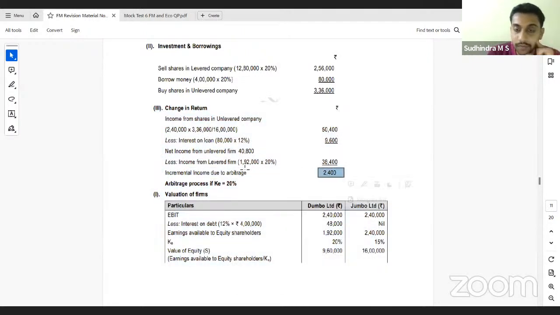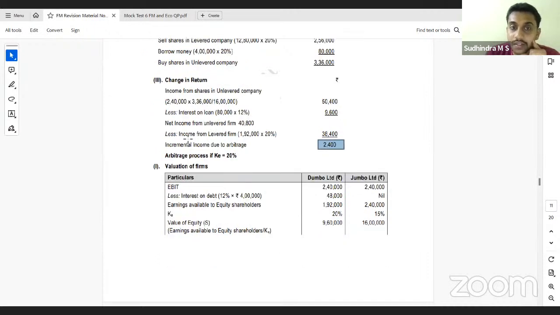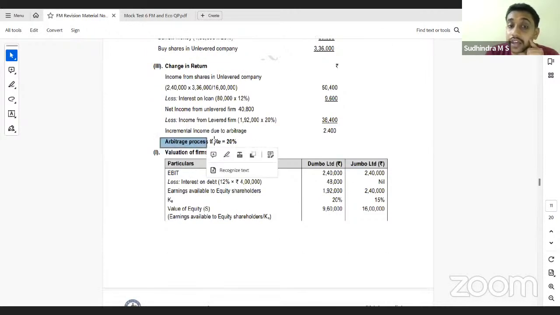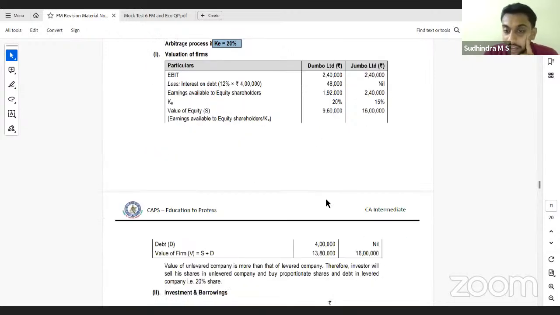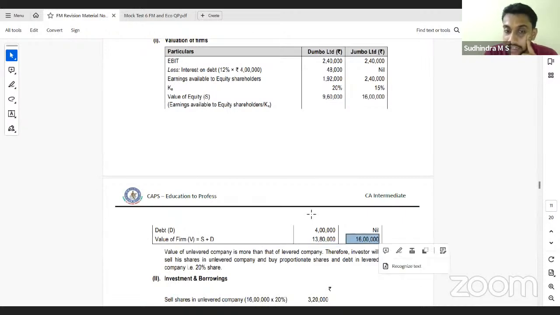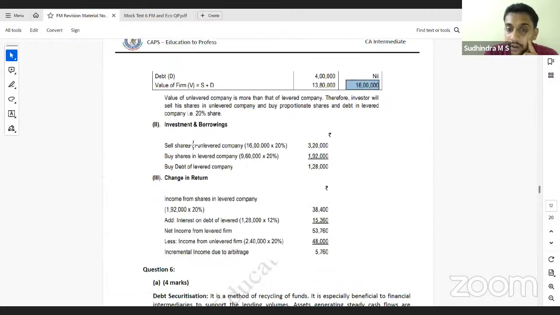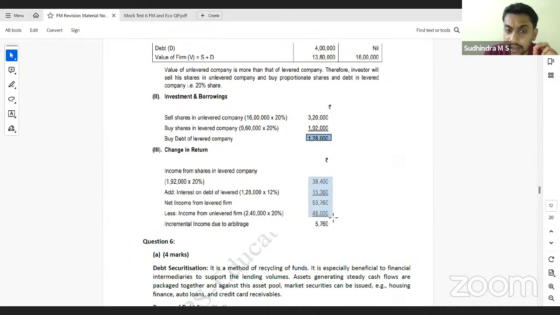That carries half mark. Then the same exercise we are doing, arbitrage process if K is 20%. Same exercise. So value of firms, again, all calculations complete. You'll get 1 mark with final answer half mark each, 1380 and 16 lakh. Then investment and borrowing calculations 1 mark, final answer of 1,28,000 half mark. Change in return, full calculation carries 1 mark, incremental income half mark.